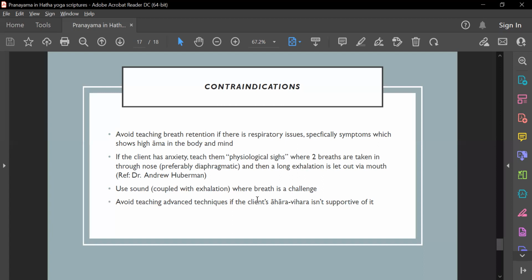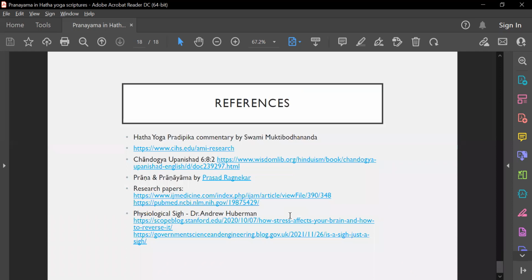And of course, avoid teaching advanced techniques. Whenever you're in doubt, just check the client's ahara vihara. If the ahara vihara isn't supportive of the techniques, you can avoid the advanced techniques. If you're a yoga teacher and you're contemplating teaching the advanced techniques, there are some references I have shared here.